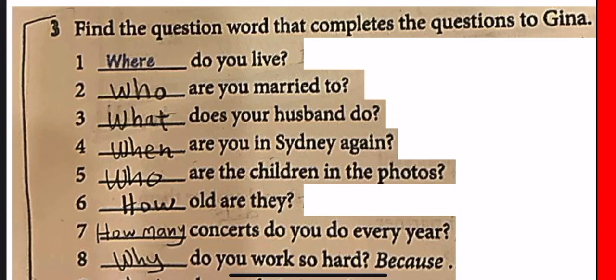Four. When are you in Sydney again? Here the question is about time, not about a place, because here we find again. Again refers to the next time, next week or next year. So the question is about time. We choose are because we don't find the main verb; are acts as a main verb. So when, the wh-question about time, are the auxiliary verb, you the subject, in Sydney the preposition and adverb of place, again adverb of time.